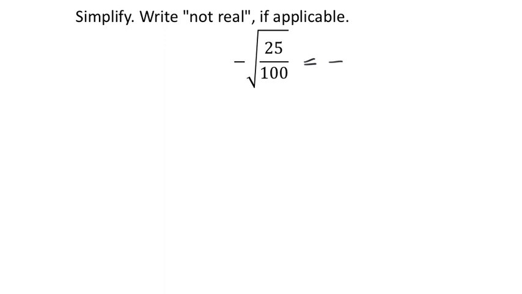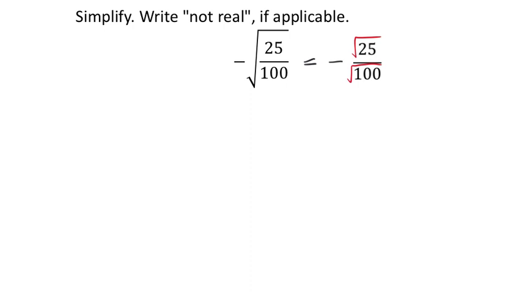What I'm going to do here is I'm going to show it like this. So I've got my two parts of the fraction, my numerator and denominator, but I'm going to separate them. So I'm going to take the square root of 25 and the square root of 100. Now again, if you don't have that list memorized, what you want to do is just look at them separately.